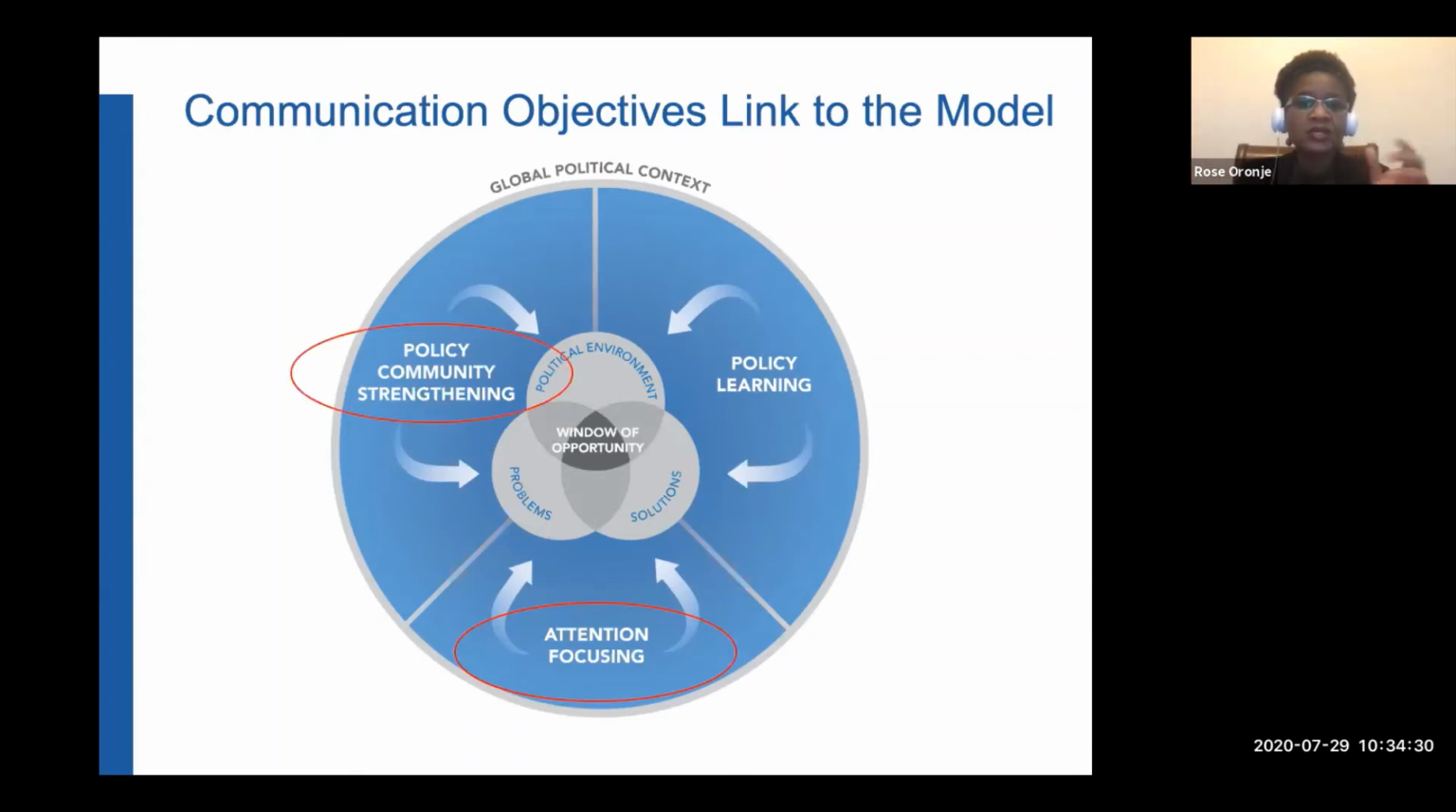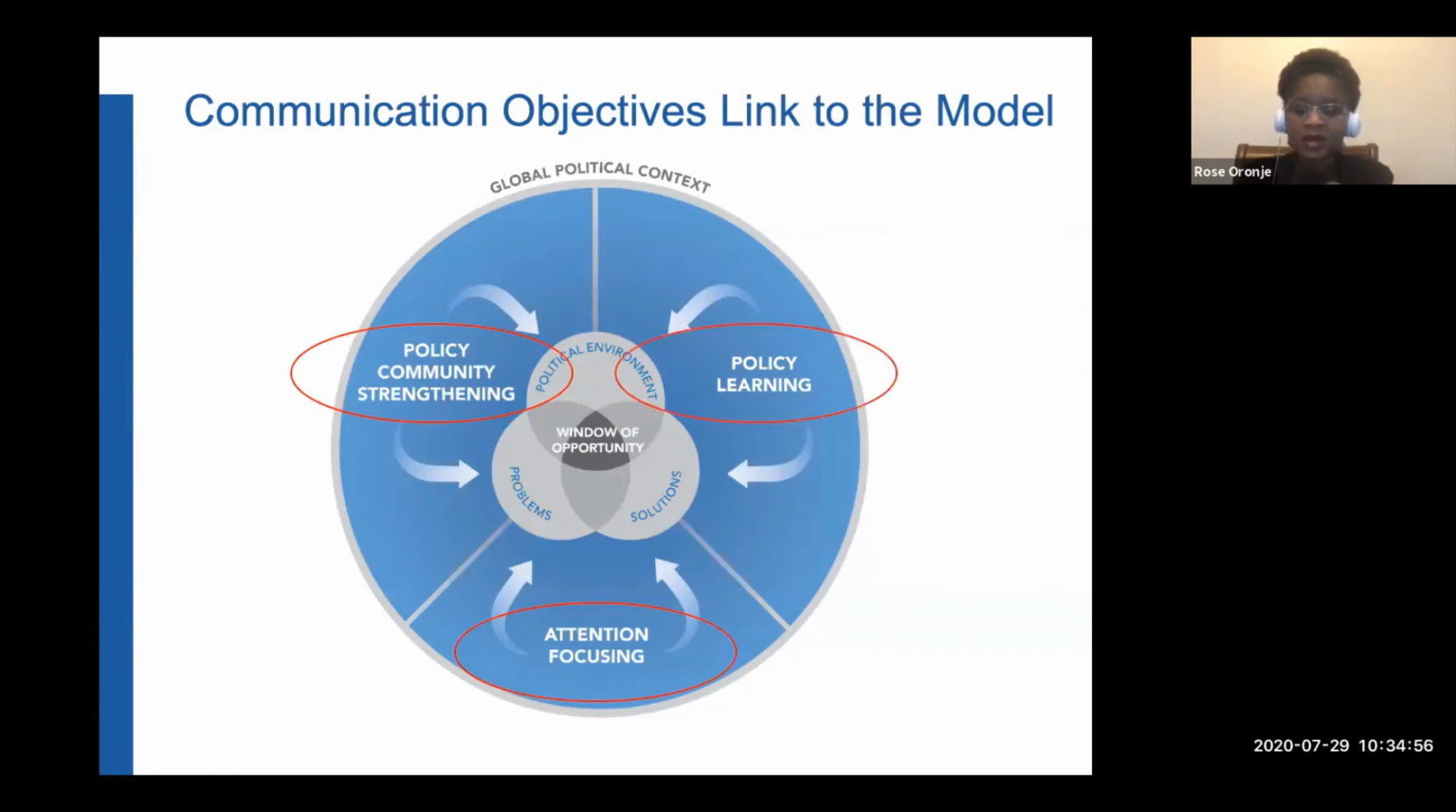In addition to attention focusing, the other thing to do to try and bring these three streams together is policy community strengthening. Policy community strengthening is really about strengthening advocacy around the issue, so that you're not the only one advocating for this, but that you have civil society, you have other groups, you even have political leaders who are advocating for this issue, as one of the ways in which you are expanding the advocacy to bring about change for this specific development problem.